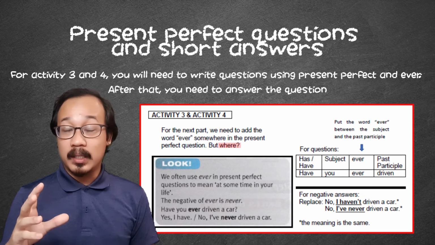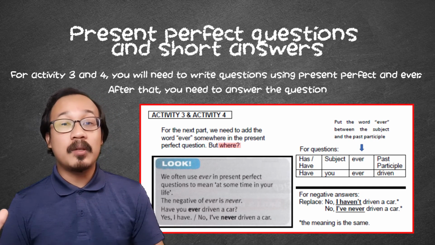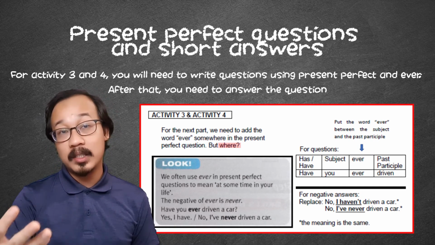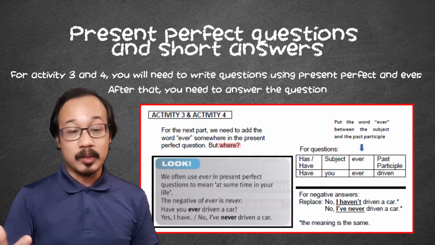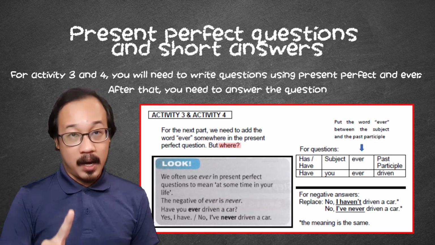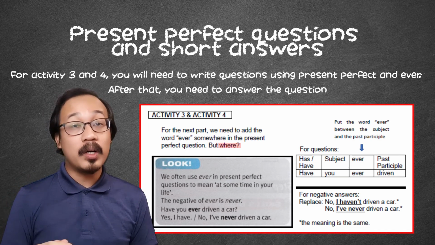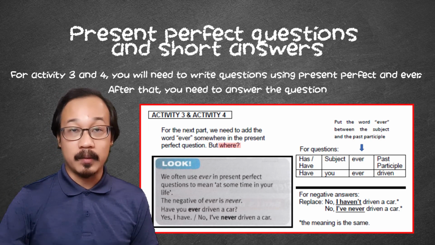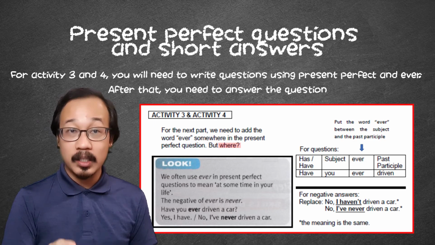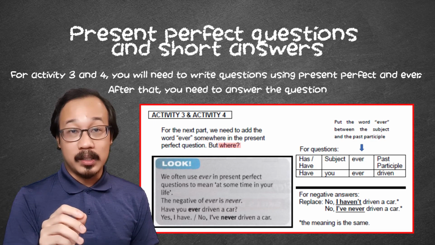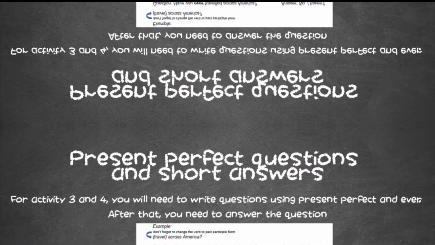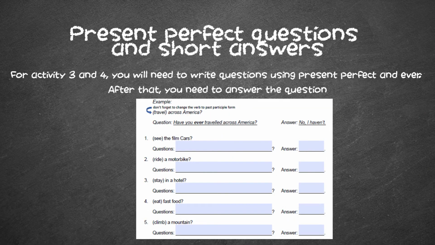For example, the question I want to ask you is, have you ever driven a car? Let's just say that you haven't driven a car before. So you would answer with this short answer: no, I have never driven a car, or I've never driven a car. Remember, in this case, you can use the contraction I've. Okay, I'm going to give you some time to complete this exercise, and you can check your answers at the end of the lesson.